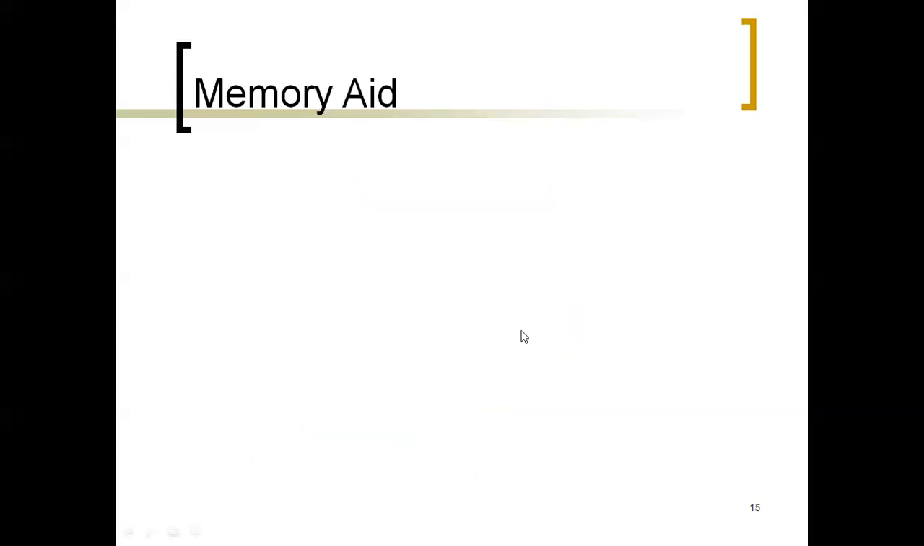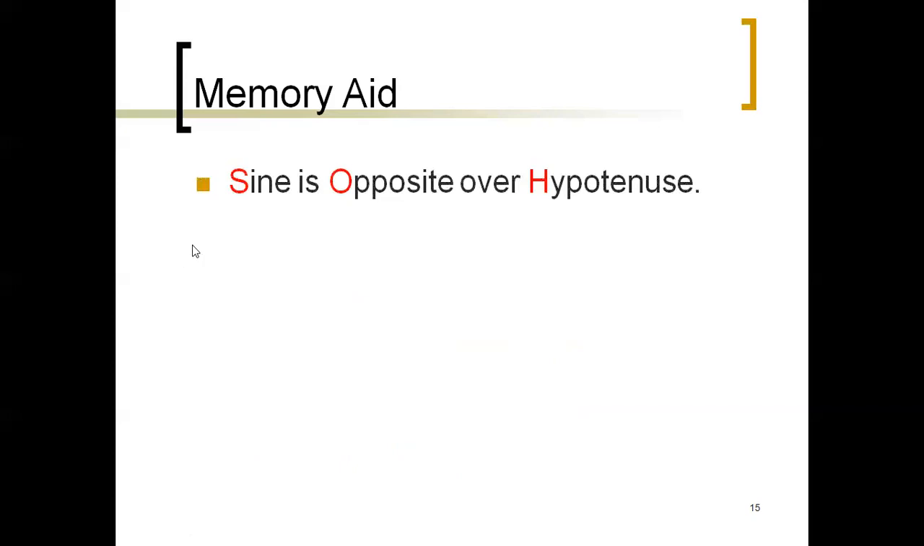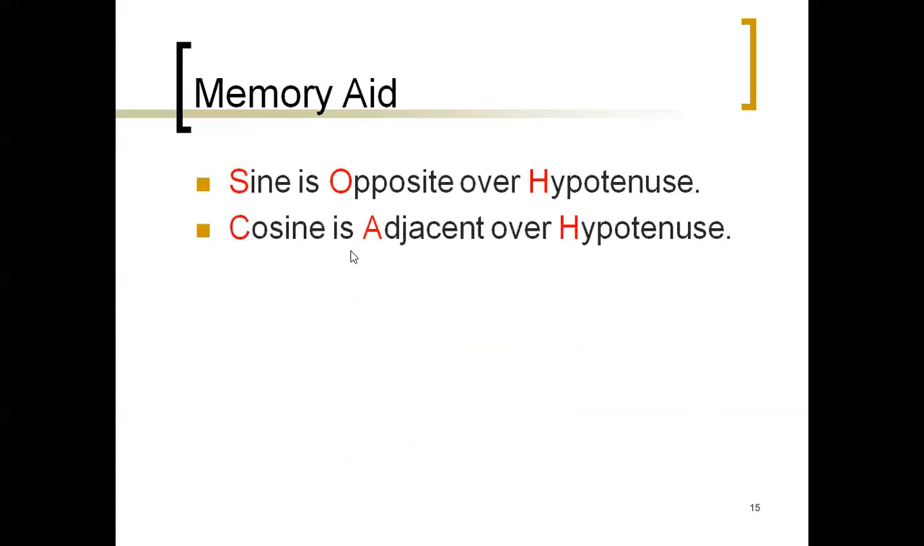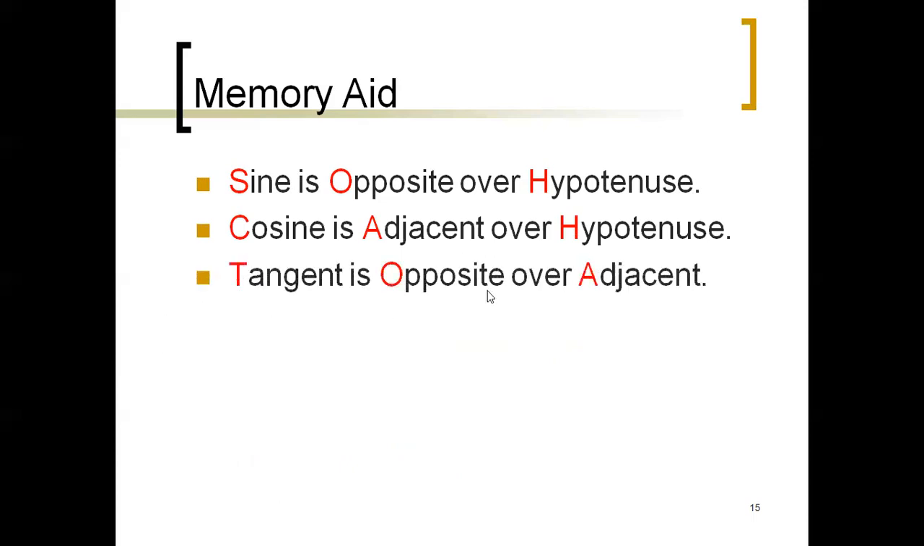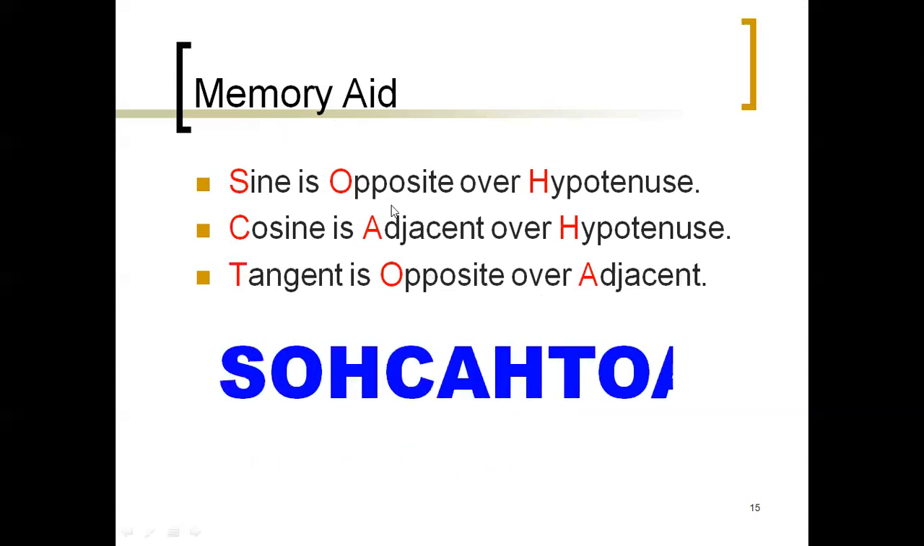Memory aid: we know that sine is opposite over hypotenuse. Cosine is adjacent over hypotenuse. Tangent is opposite over adjacent. To remember the definitions of these three trigonometric ratios, we can use this mnemonic word: SOH for the sine, CAH for the cosine, TOA for the tangent. You can read this as SOHCAHTOA.